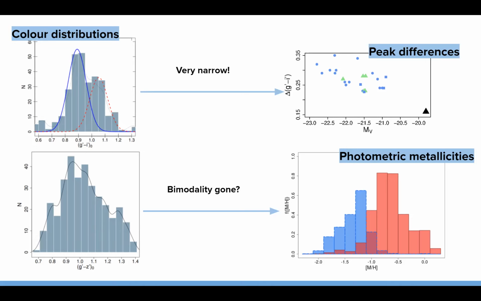But one thing that we find is that when we look at the literature, we build this graphic here on the top right, where we have the difference between the two peaks in galaxies that were found to be bimodal versus the absolute magnitude. These are basically all the early type galaxies for which we found this information in the literature. The green triangles are also galaxies in the field. And this black triangle down here is our galaxy.